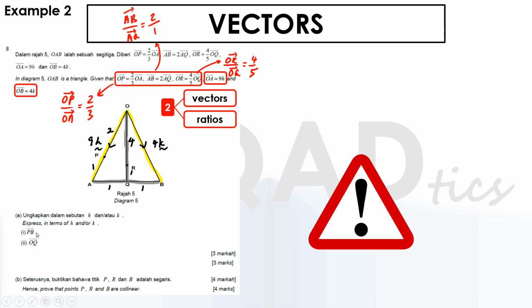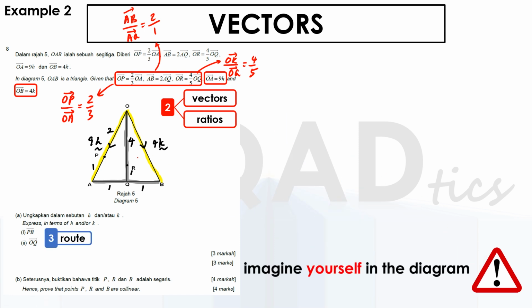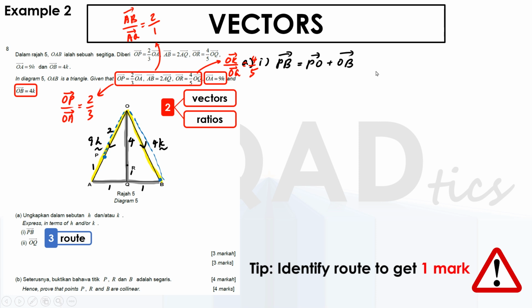The first thing when we are finding the vector is to select our route first, right? So let's identify our start and ending point first. The starting point is P and the ending point is B. And to go from P to B, let's select the yellow highlighted lines. So what I will do is go from P to O and O straight to B. Okay, so this would be my first line. And this one is very important because this one will usually be allocated 1 mark.